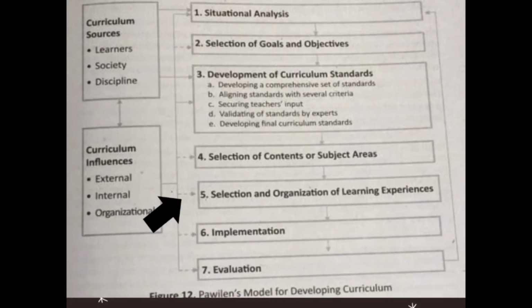And by their own nature, curricular sources and influences serve as a foundation for selecting and making judgments regarding the many parts of curriculum, including the intent, content, learning experiences, and assessment.